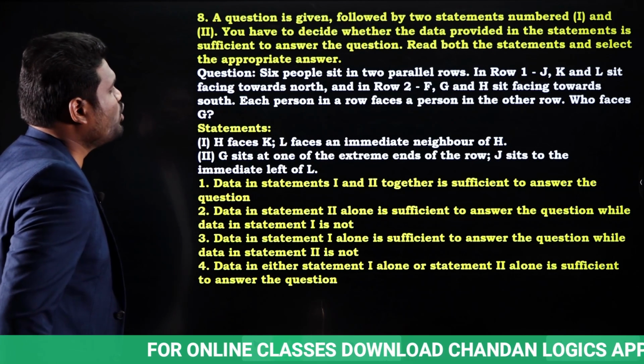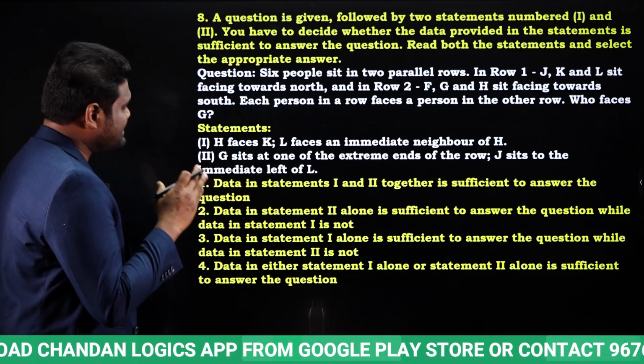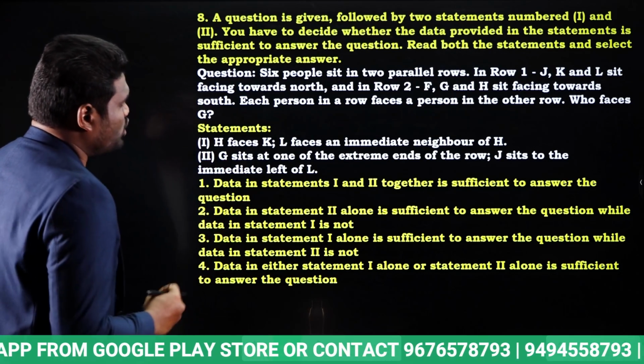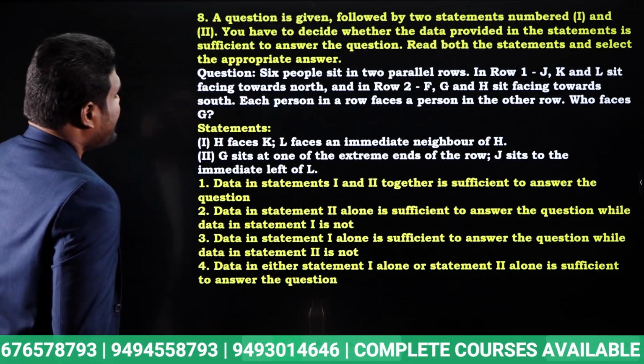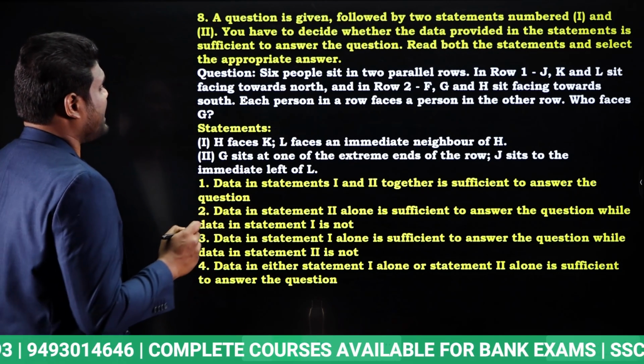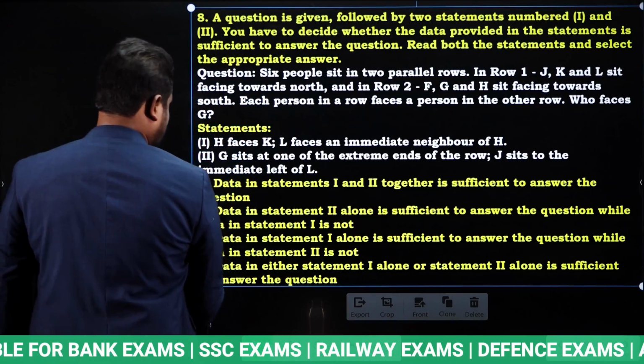Look at the question. 6 people sit in 2 parallel rows. In row 1, J, K and L sit facing towards north. And in row 2, F, G and H sit facing towards south. Each person in a row faces another person. Now the question is, who faces G?